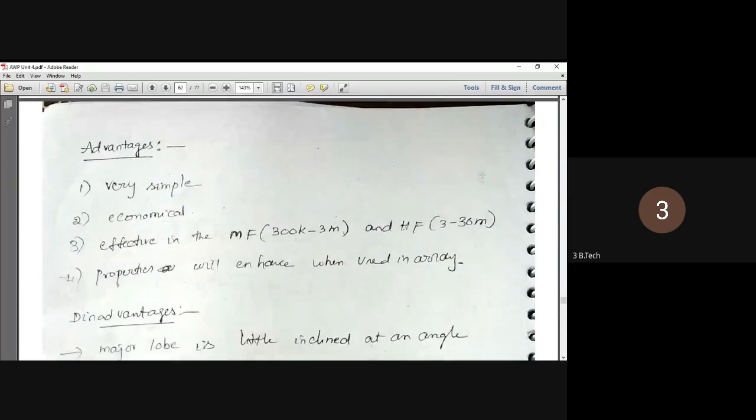Condition. Very, very important. So advantages of non-resonant long wave antennas are very simple structure, economical and effective in the mid frequency 300K to 3 meters and high frequency 3 into 30 meters. So properties will enhance when used in array.